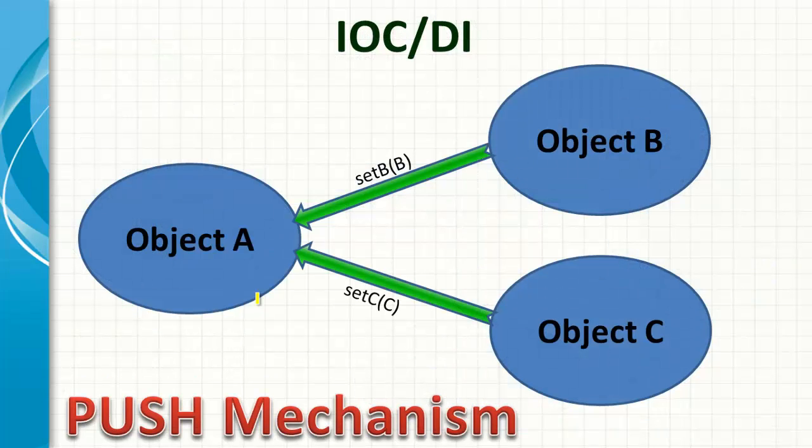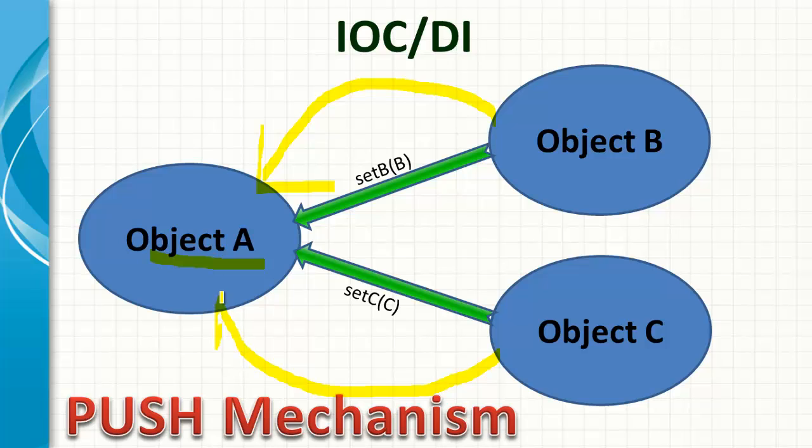And what is this? Object A needs it, object A will be provided. Object A needs object C, it will be injected. So this is called dependency injection. I have dependency on B and C.